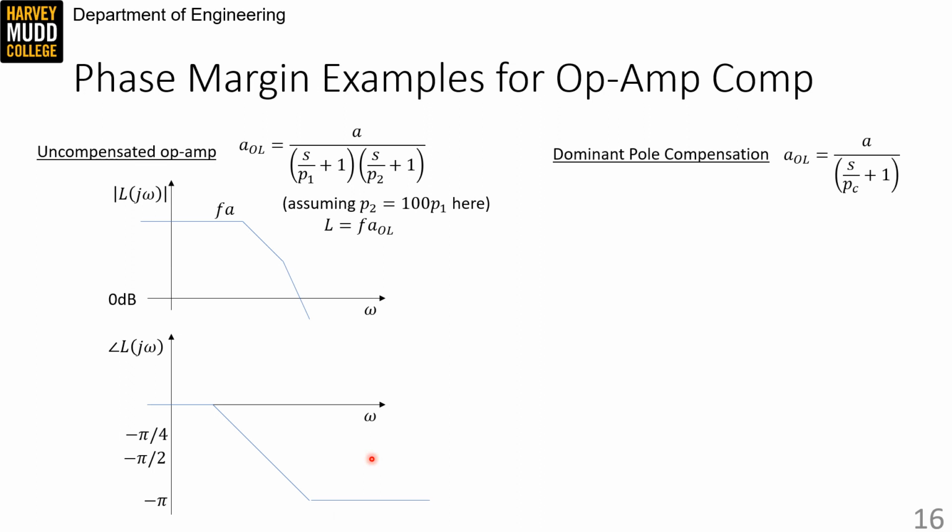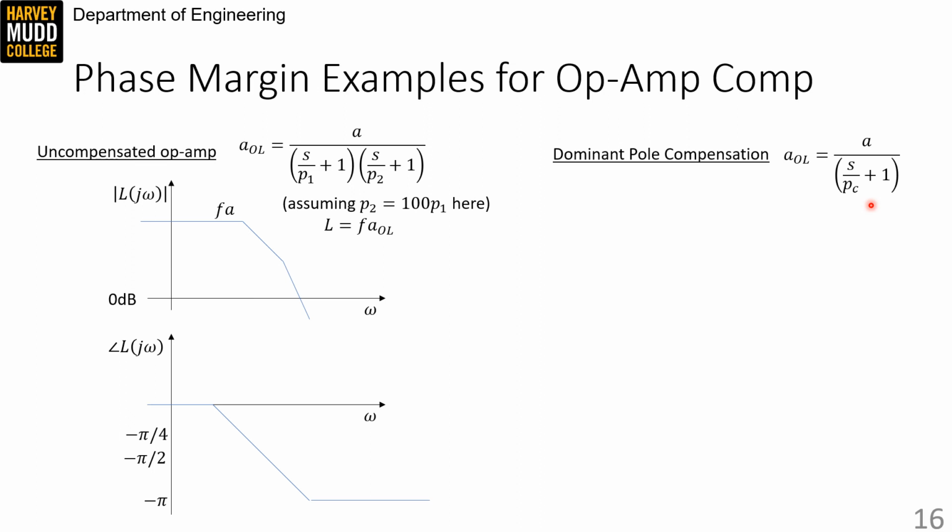Now we're going to try to find the phase margin of a dominant pole compensated op-amp. Here we're going to model the transfer function with one dominant pole. You might wonder where the second pole went. One argument I could make is the dominant pole is at a really low frequency now, so we're likely to cross over before the second pole matters, and I'm just ignoring it.